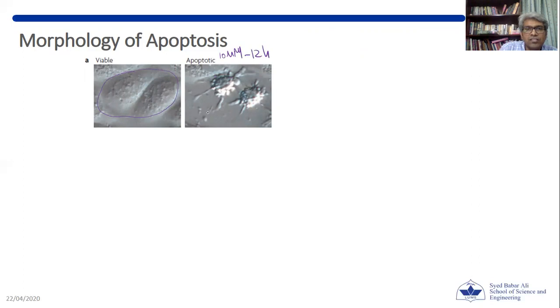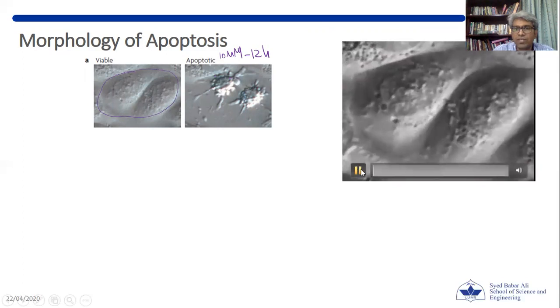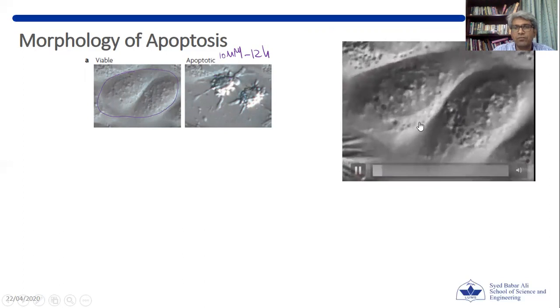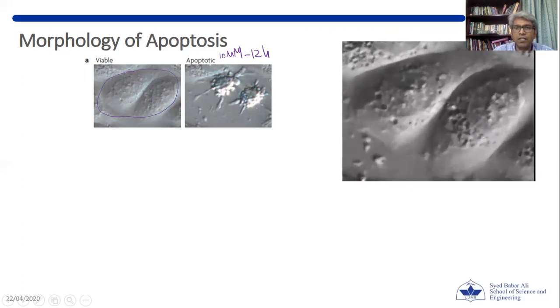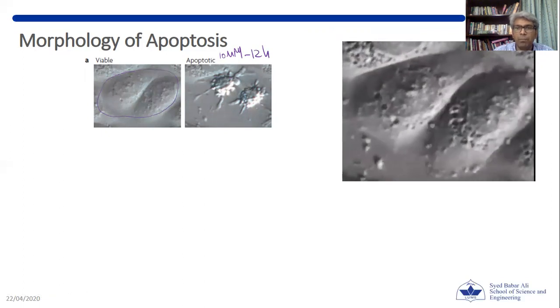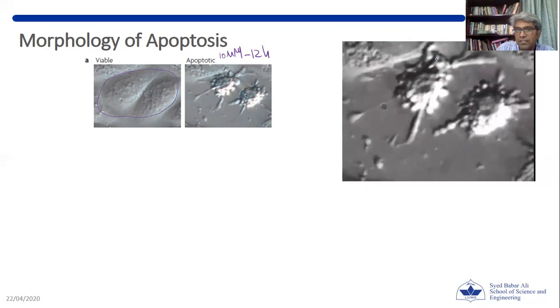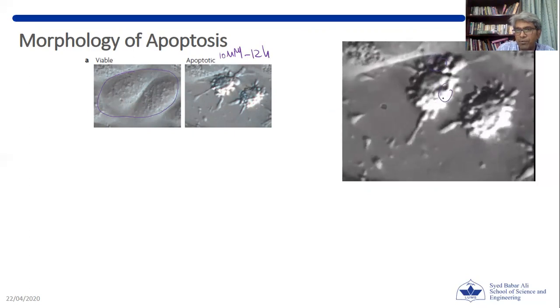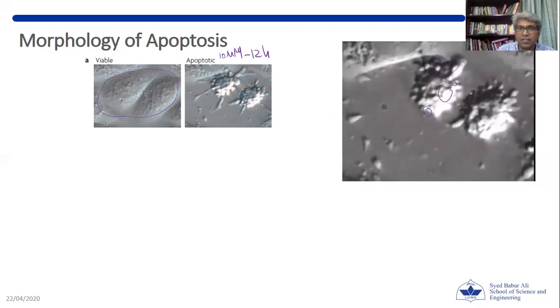So you see the cell has shrunk. And there's a movie for that as well. You see these cells are undergoing apoptosis, and they will shrink in a while. And there are small blebbings like these, which are what I call apoptotic bodies. So it's like the cell is kind of boiling.